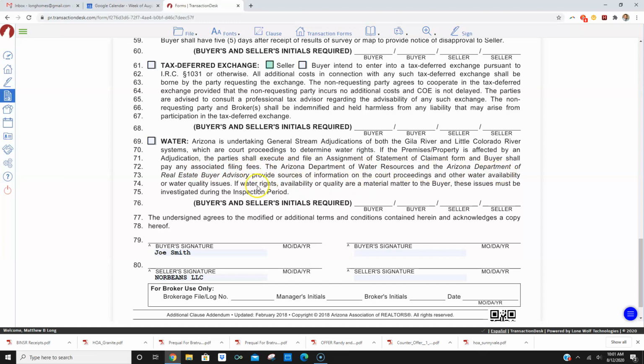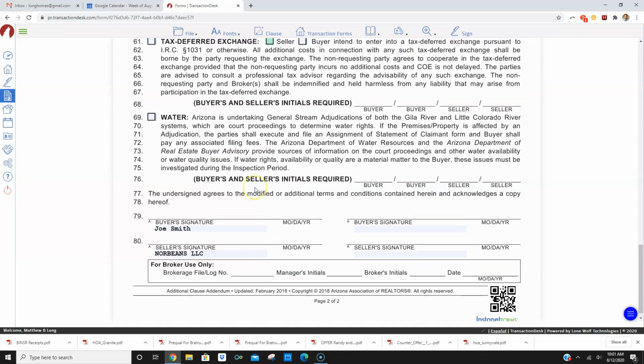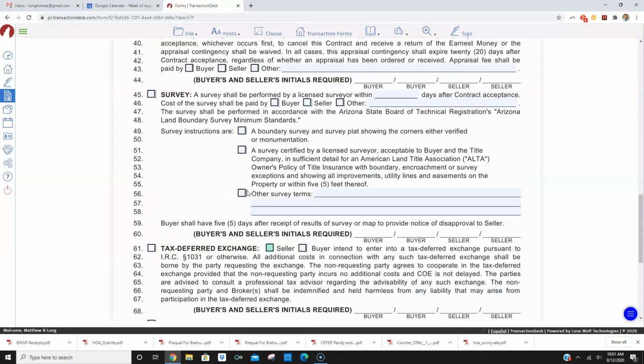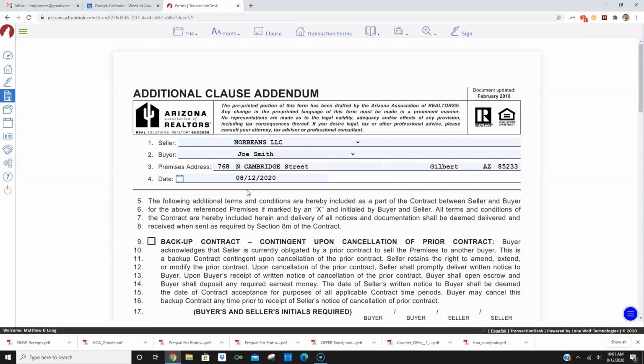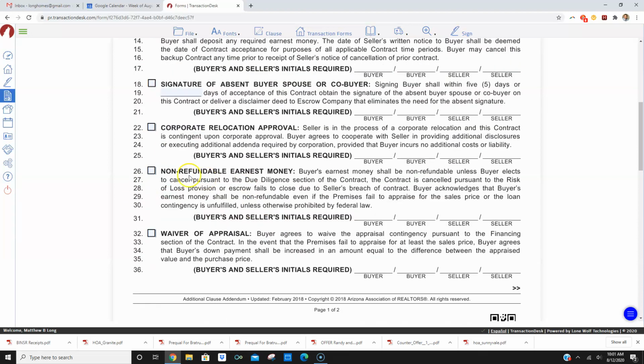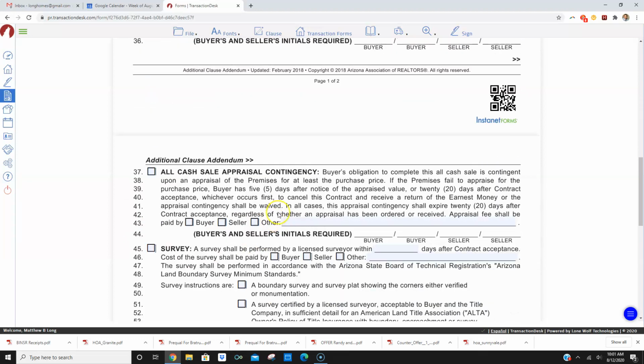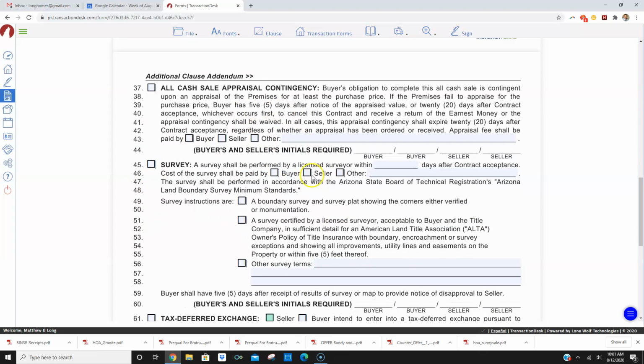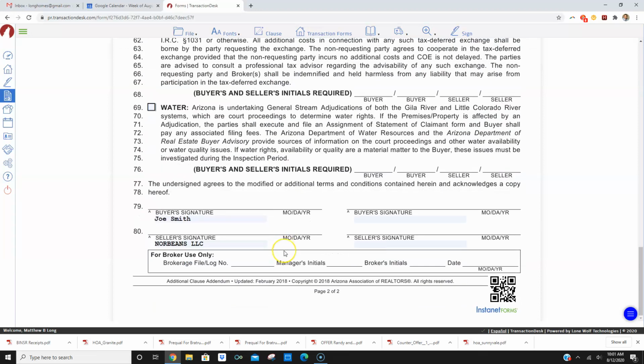So this must be if the property was getting water from these systems directly. Apparently there's a lawsuit going on of some sort, and everyone needs to know about that. That I've never used, I've never even read it. So that is the brief overview of the additional clause addendum. Good to know what's in here so that when these situations come up, you can use it instead of getting yourself in trouble by writing all this same verbiage on your own and screwing something up.